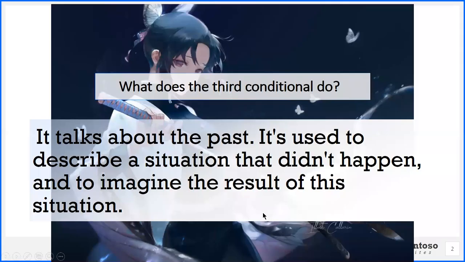First off, we need to answer one question. What does the third conditional do? In this case, the third conditional talks about the past. It's used to describe a situation that didn't happen and to imagine the result of this situation. If we can associate it with one basic thing that a lot of people do, we can possibly associate it with regret, right? We will see more in depth in the examples as we go through the presentation, but just keep that in mind with regret.